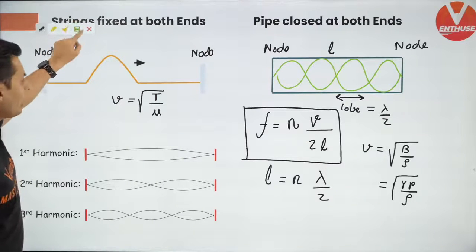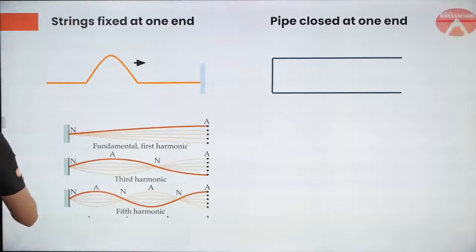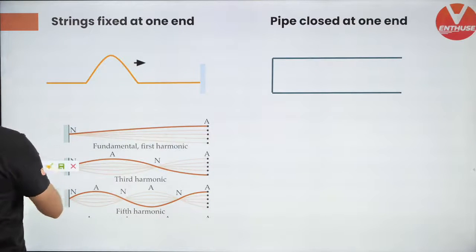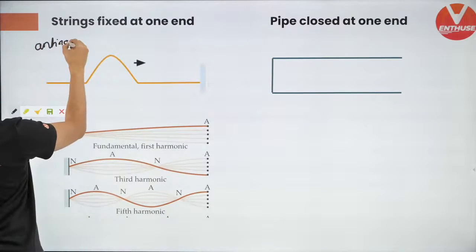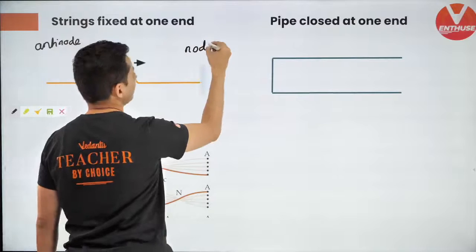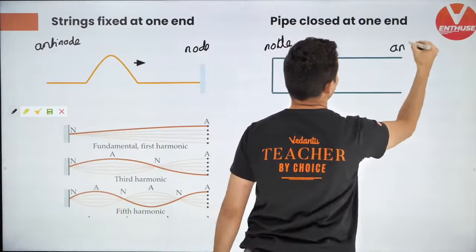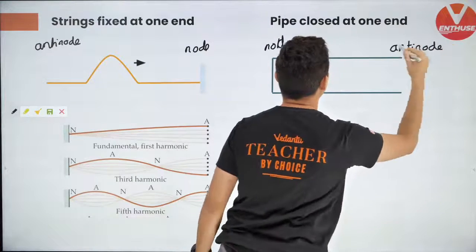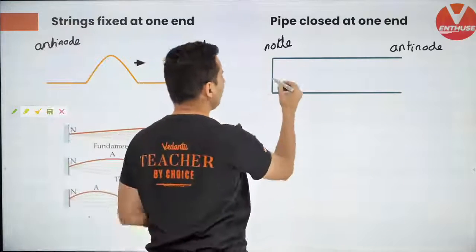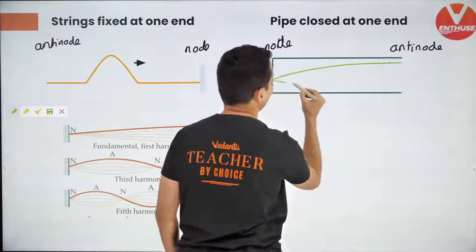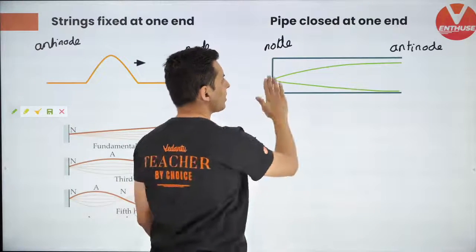Now, coming to the next part out here, string fixed at one end and free at the other. Like I was saying, guys, the one end which is free will have an antinode, and this part will have a node. So this will be a node, and here will be an antinode. So a pipe which is open at one end. What are the different possibilities that you can have? One possibility is you just have half a lobe over here. You can say that half a lobe, node here, antinode there. That's not the only one.